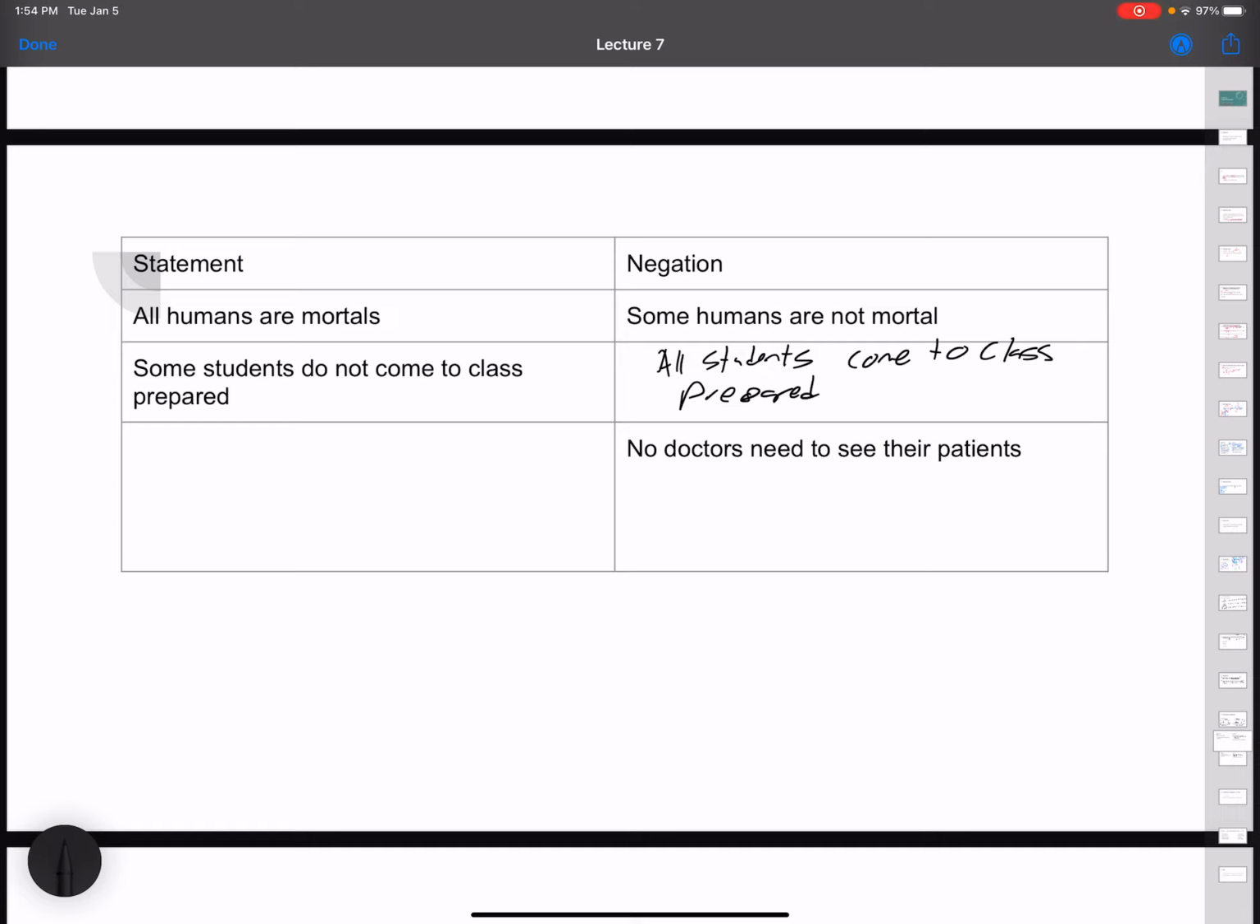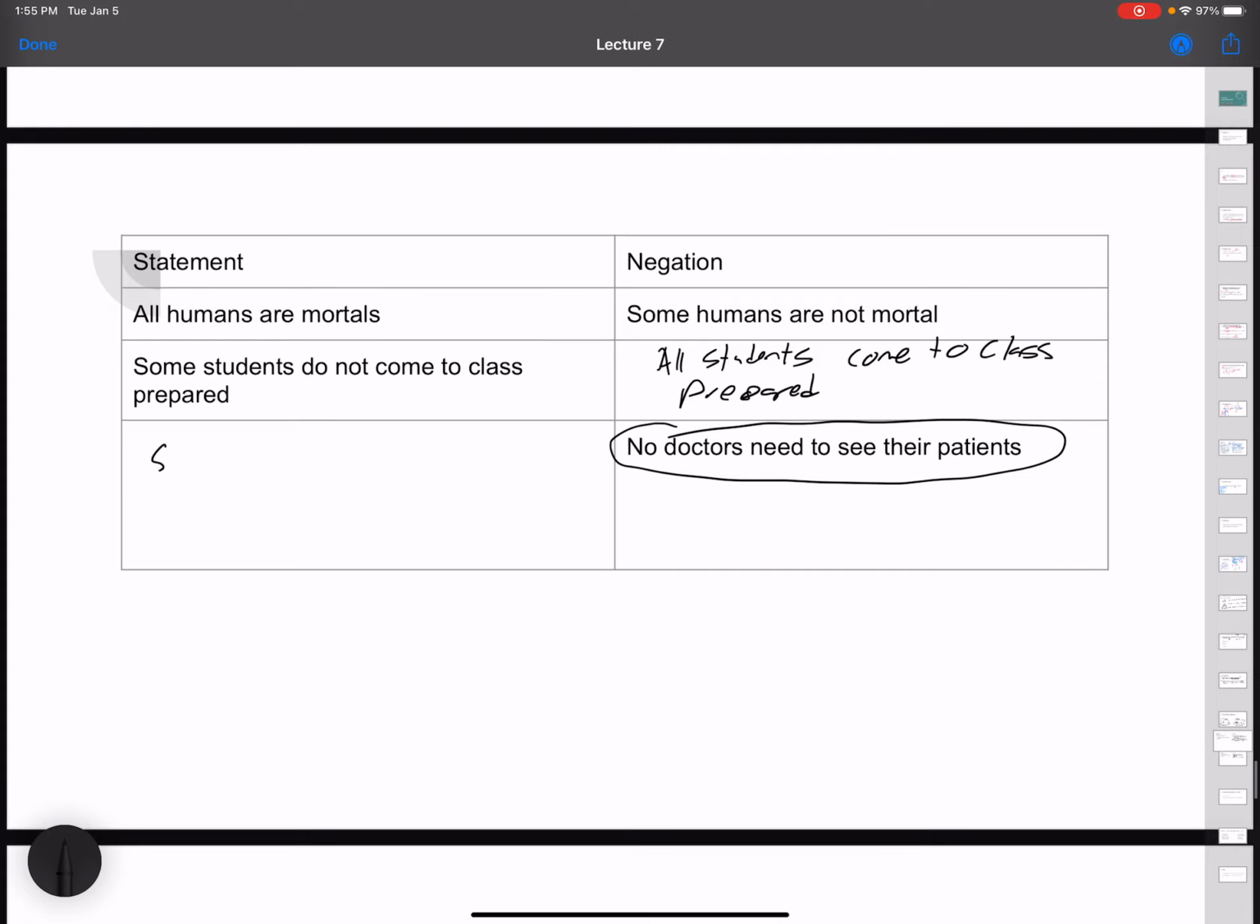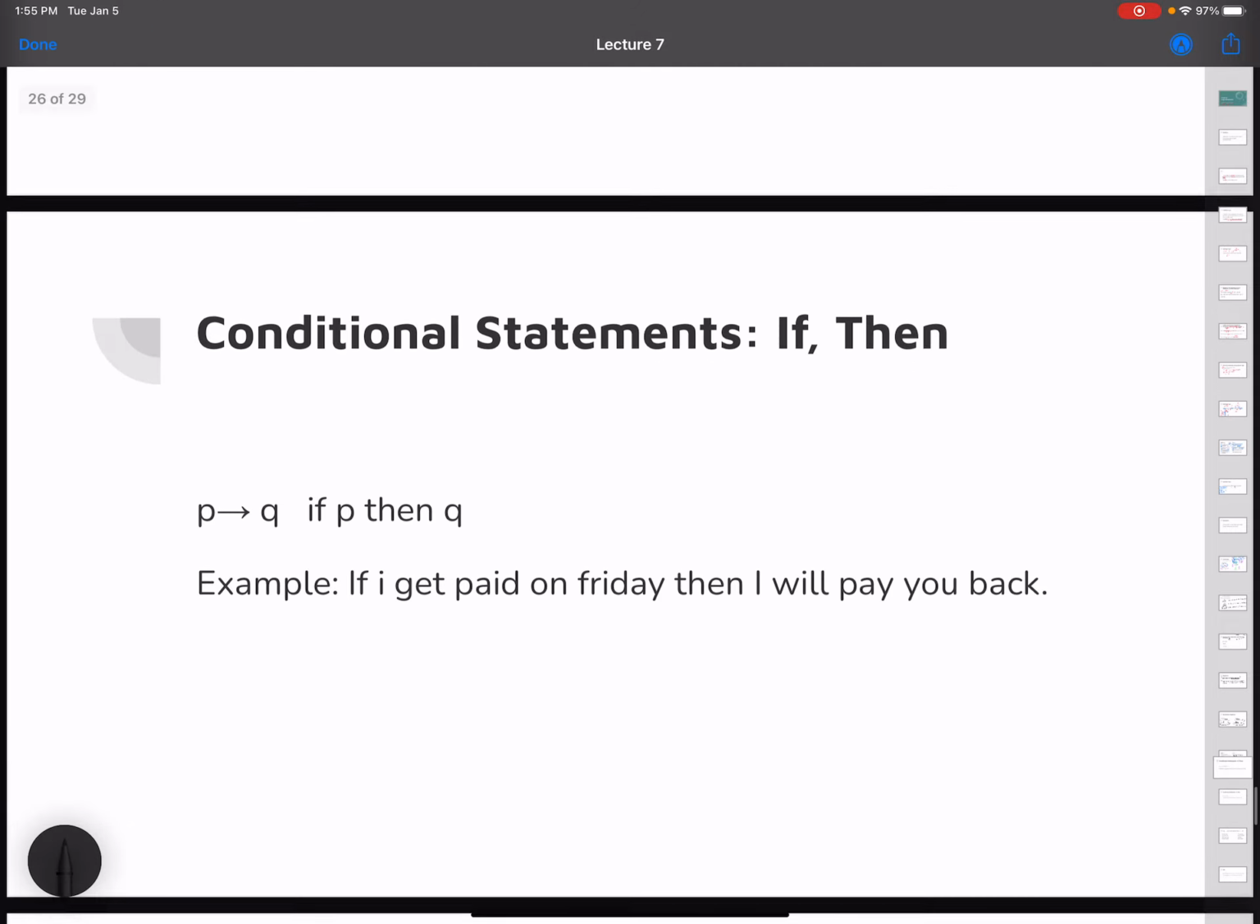And then if we have something that has a negation, no doctors need to see their patients. Well, to figure out the original statement, we just have to negate this, because we all know that a double negative makes a positive. So the negation to no doctors need to see their patients is some doctors need to see their patients. And that is negations.